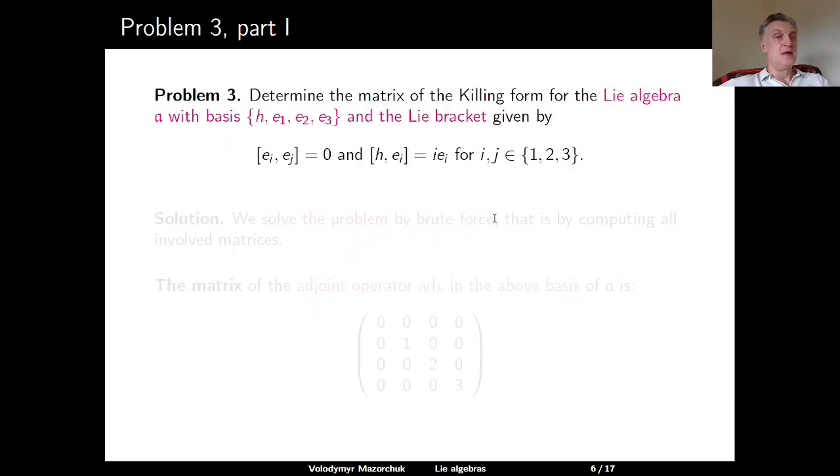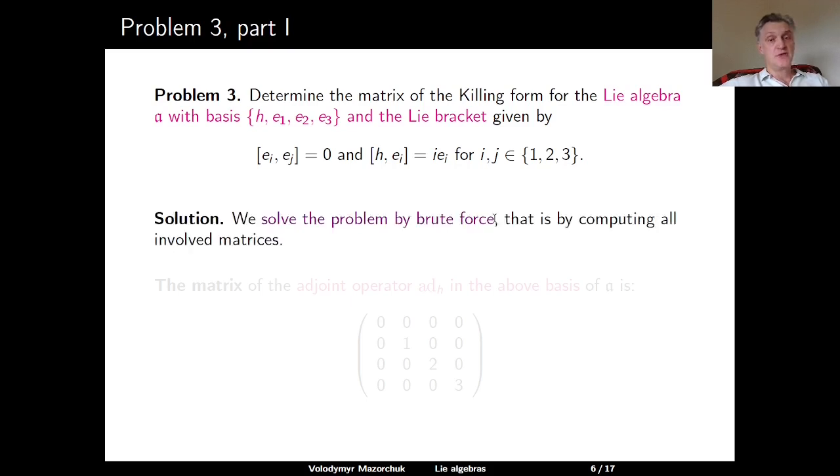Problem 3. Determine the matrix of the Killing form of the Lie algebra A from problem 1. So that's a Lie algebra with basis h, e1, e2, and e3, where ei and ej bracket to 0, and h bracketed with ei is i·ei.